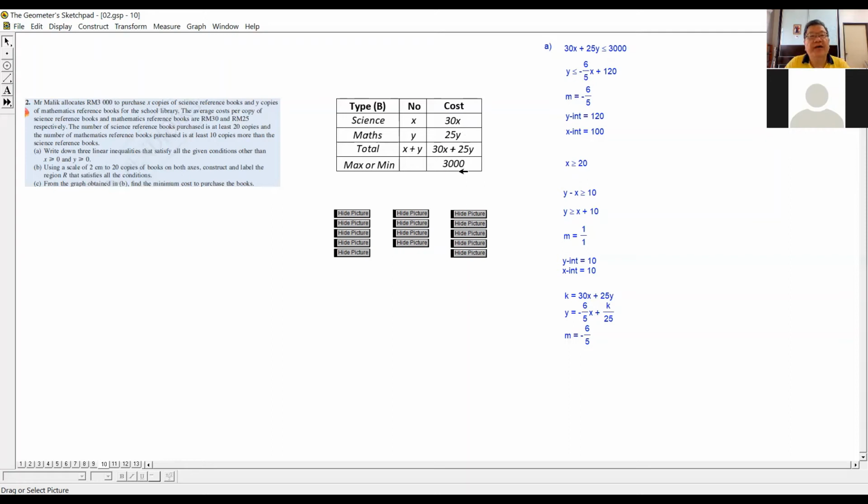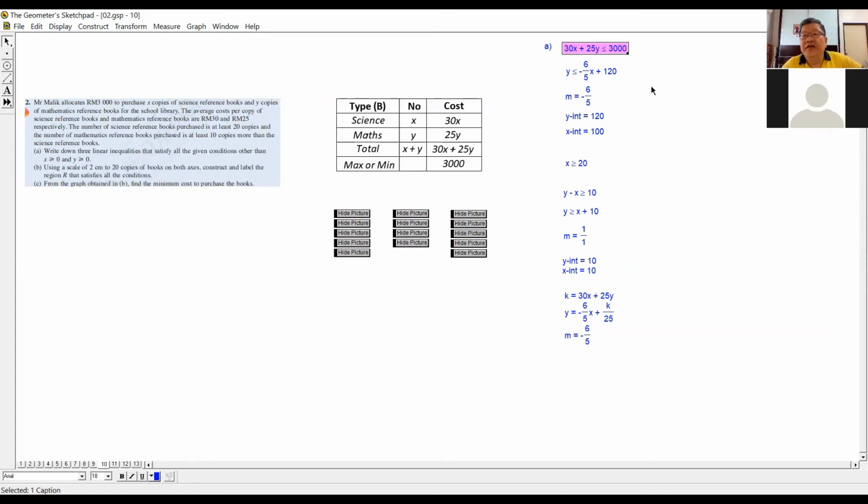30x plus 25y. And we have a constraint. You're only given 3,000 ringgit. So this total cost must be less than or equal to 3,000 ringgit. You cannot buy more than 3,000 ringgit. So the first inequality that we can form is this one: 30x plus 25y less than or equal to 3,000. So this is the first inequality.